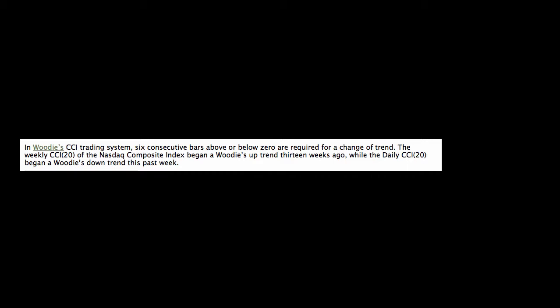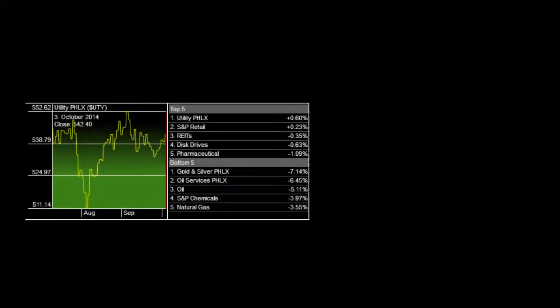The weekly CCI 20 of the Nasdaq Composite Index began a Woody's uptrend 13 weeks ago, while the daily CCI 20 began a Woody's downtrend this past week. At 25.52, the CCI 20 weekly is now within the plus or minus 50 range for a valid zero-line reject if it rises next week. Industry rotation the last 2 weeks.